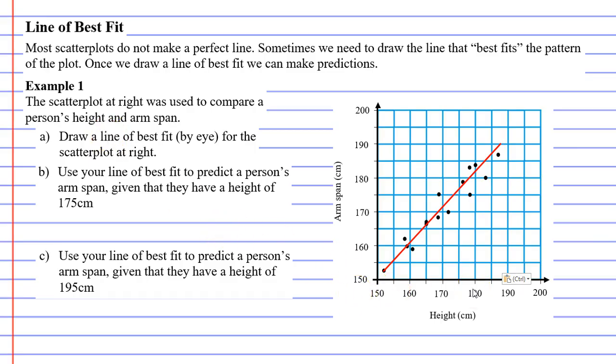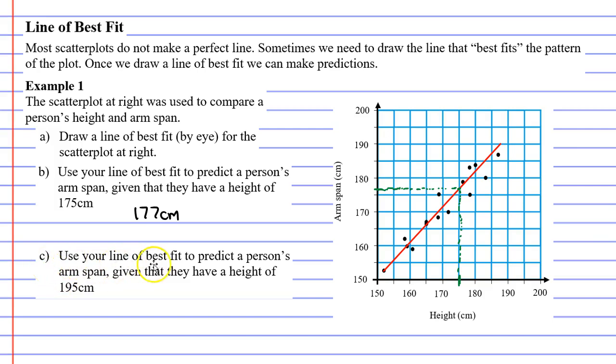So if someone was 175 centimeters, that lies about there, we would connect it to the line of best fit that we've drawn about there, and then we would go across. Okay, so we learned that if someone has a height of 175 centimeters, we predict that their arm span will be 177 centimeters. We'll write that here. Okay. Now moving on to question C.